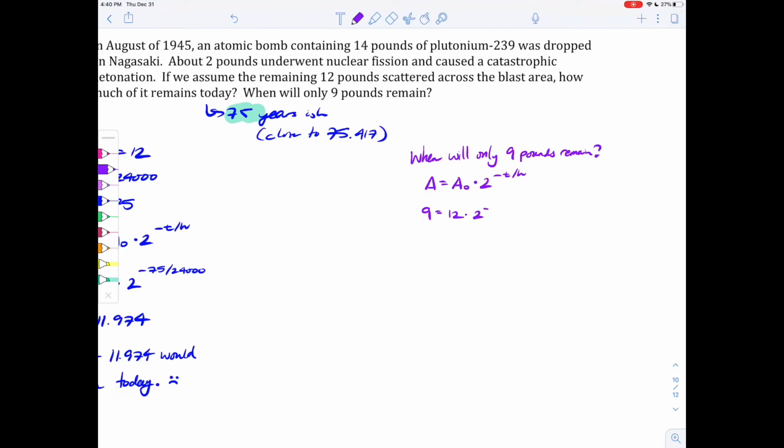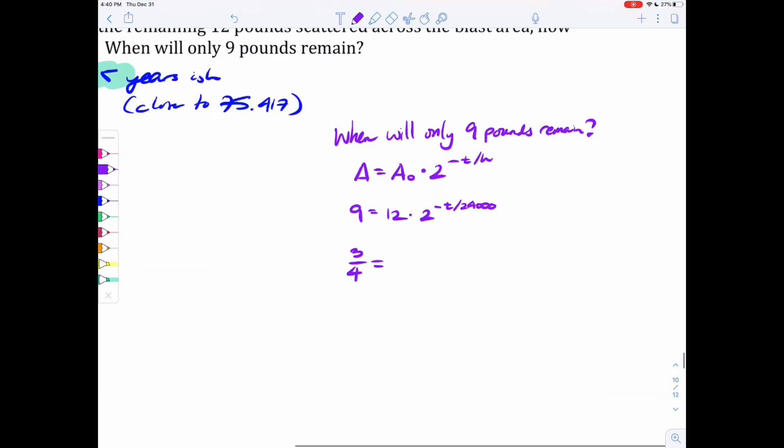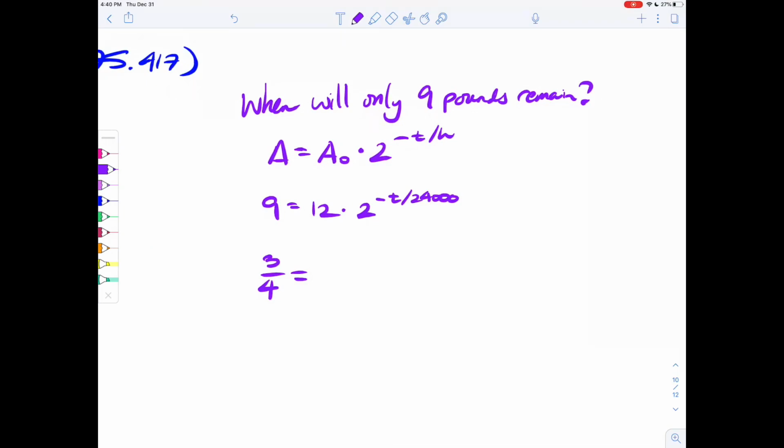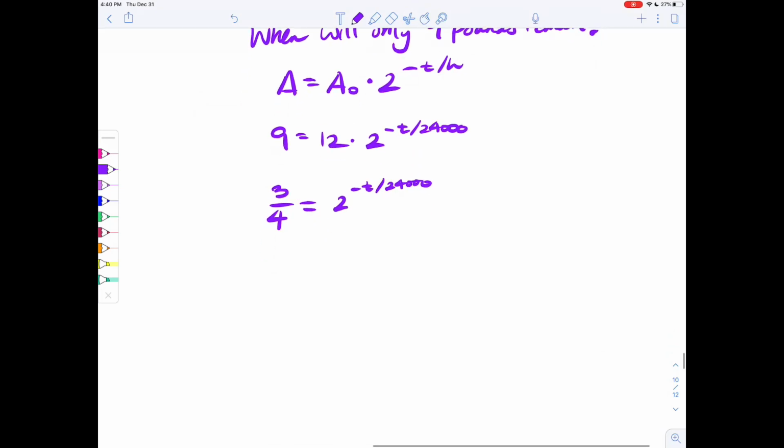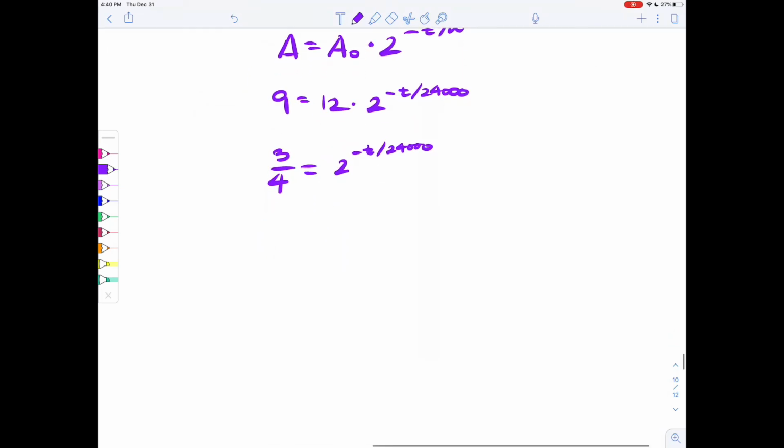Now, we don't know the time in this case, but the half-life is still the same. And we're going to work to isolate t. So dividing both sides by 12 gets me here. And now I've got a power on this right side. I should take the log of both sides, because that's the only way I'm getting that exponent down.